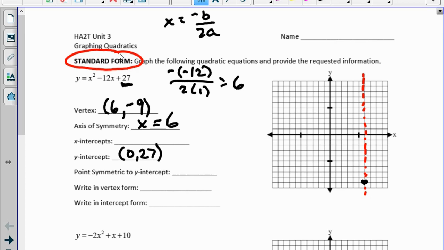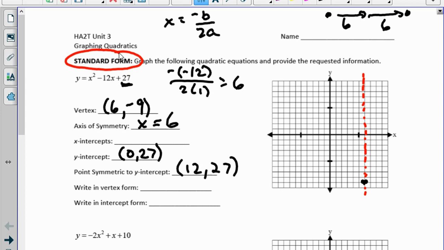The point symmetric to the y-intercept is going to be exactly the same distance away from the vertex. So notice that the y-intercept will be somewhere over here at 0, 27. It should be the exact same distance away. So if this is 6 away from the vertex, it's going to be another 6 away from the vertex, since it is symmetric around x equals 6. So the point symmetric to the y-intercept is going to be at 12, 27. Notice that 12 is another 6 away on the other side.